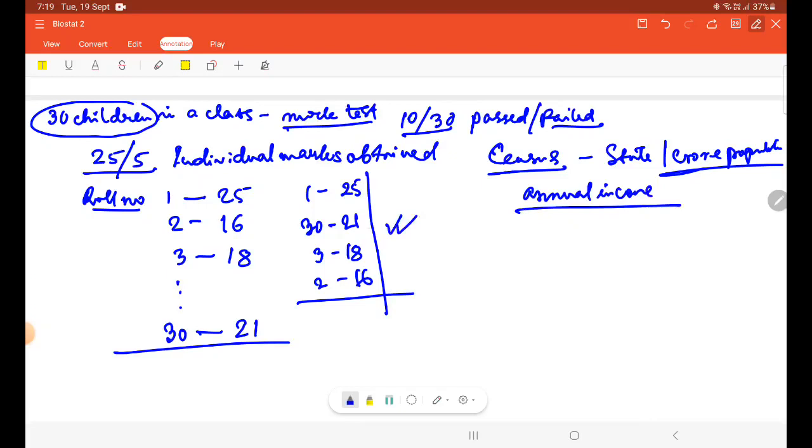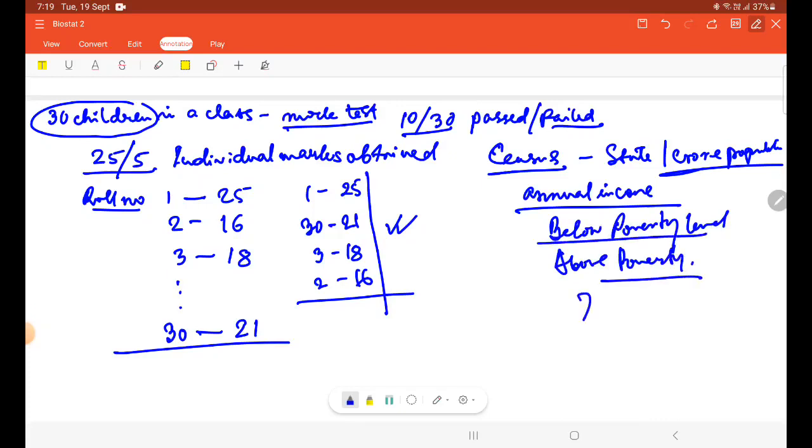So in such cases, the frequency table becomes very important. Say you want to categorize how many people out of this 1 crore population are below poverty level and above poverty level. You categorize according to that. Or say more than 1 lakh, in between. So this is a frequency distribution table with below poverty level and above poverty level.